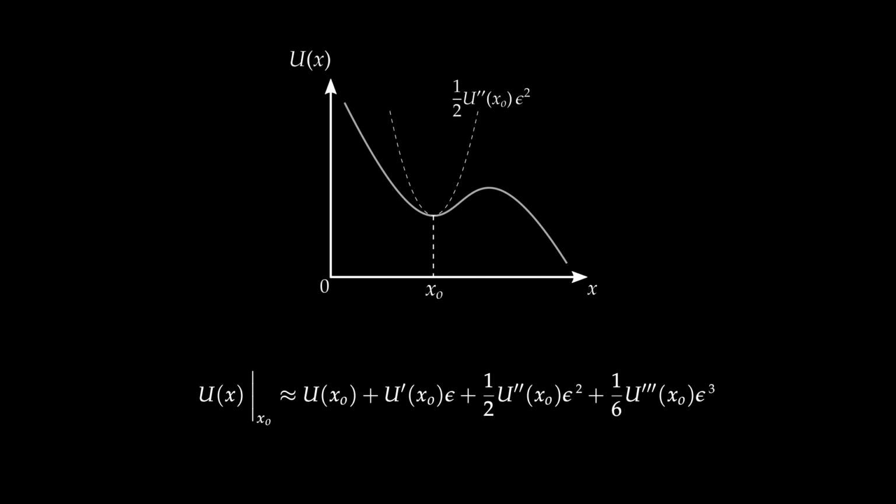So the Taylor series expansion of the potential energy function u as a function of x in the vicinity of x0 is equal to the potential energy at x0 plus the first derivative of the potential energy evaluated at x0 times x plus 1/2 of the second derivative of the potential energy evaluated at x0 times x squared plus 1/3 the third derivative of the potential energy evaluated at x0 times x cubed.